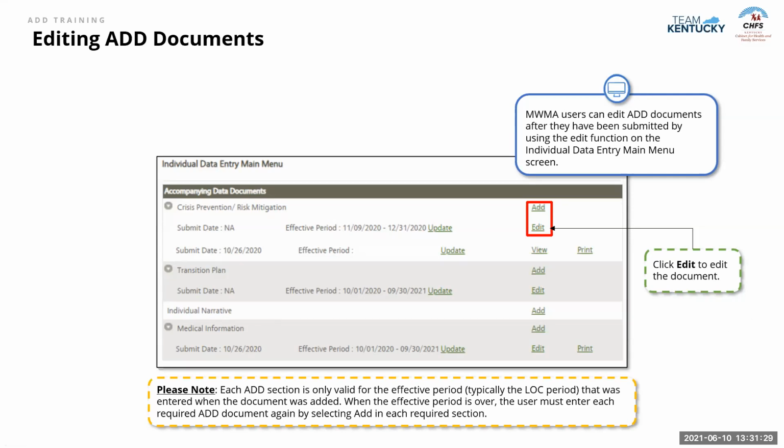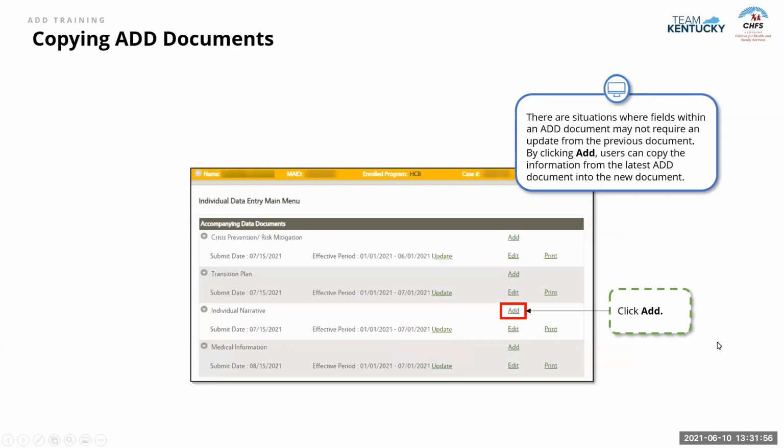you may need to. And just a quick note before we move on, each ADD document section is only valid for the effective period, which is typically the LOC period that was entered when the document was added initially. So when that effective period is over, the user is going to have to enter each required ADD document again by selecting add in each required section. We'll take a look at what that looks like next.